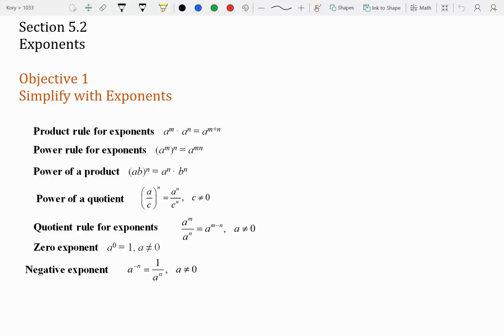Section 5.2 Exponents. Objective 1: Simplify with exponents. So here we have all the rules of the exponents. Very important. Through the semester we already touched on these rules but have not specifically talked about them. So please be sure to copy them down and go over them a couple of times. But for the most part, you already know how to simplify with exponents.